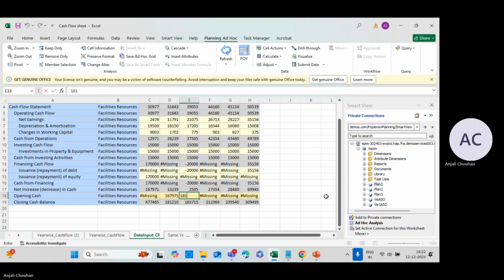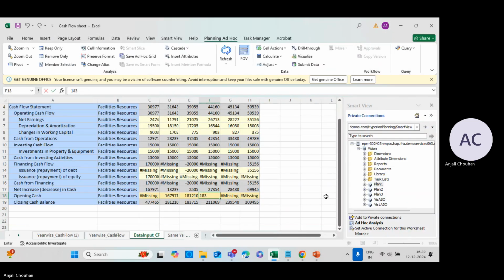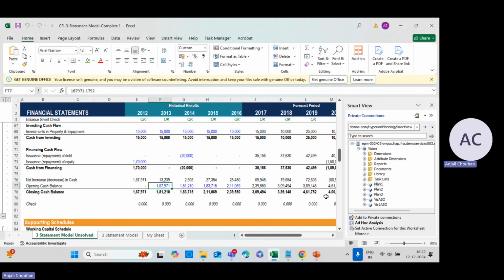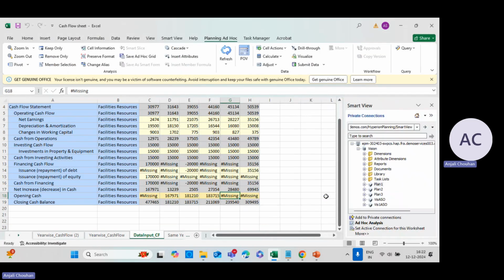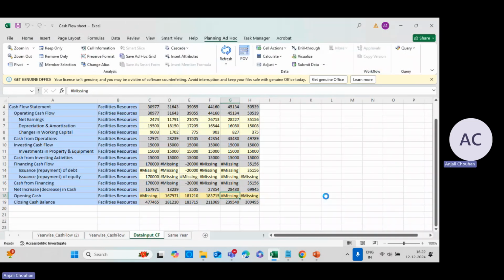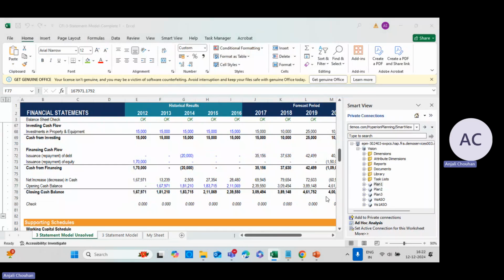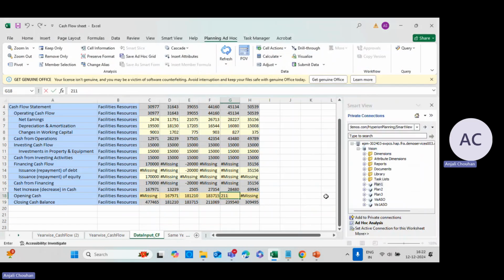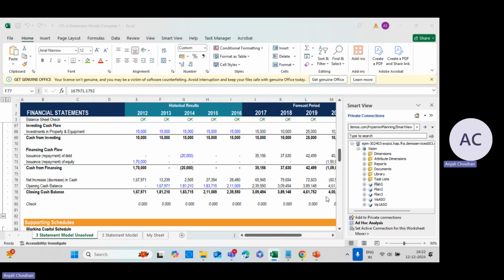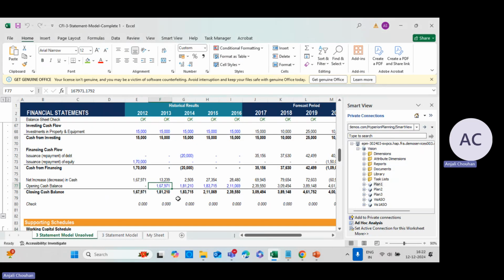181,210. Then it should be 183,715. The next one, it should be 211,069. I hope it is correct. Sorry, 211,069. Okay. When I click on submit data, I'll be getting the numbers in my closing cash balance.